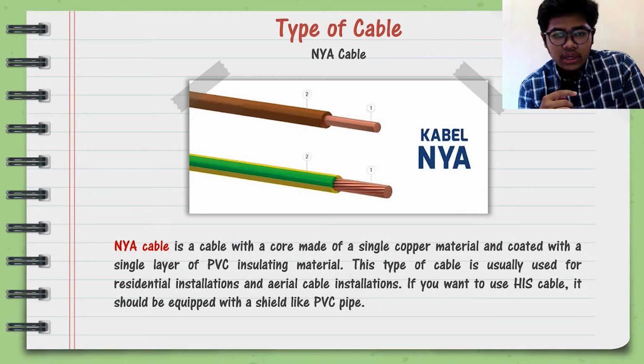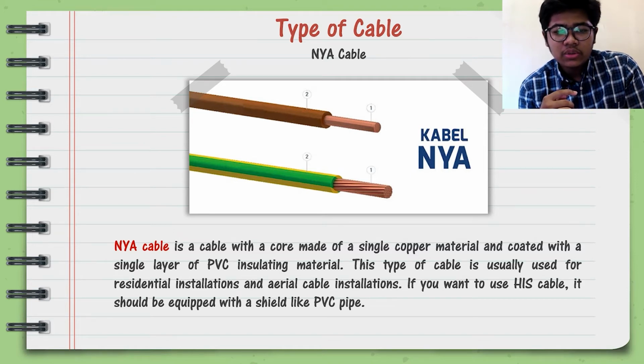NYA cable. NYA cable is a cable with a core made of a single copper material and coated with a single layer of PVC insulation material. This type of cable is usually used for residential installation and aerial cable installation. If you want to use this cable, it should be equipped with a shield like PVC pipe.